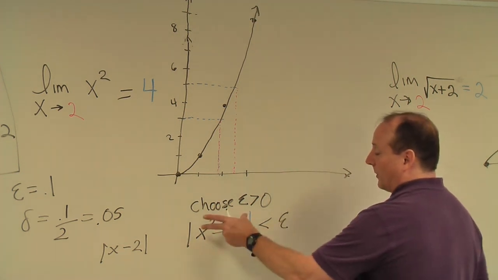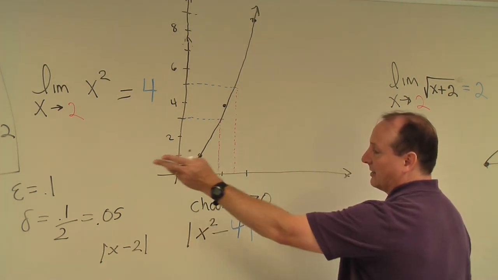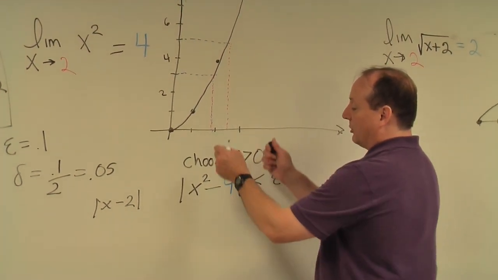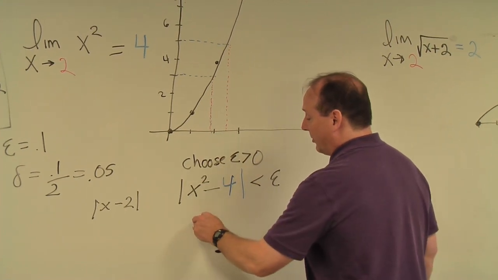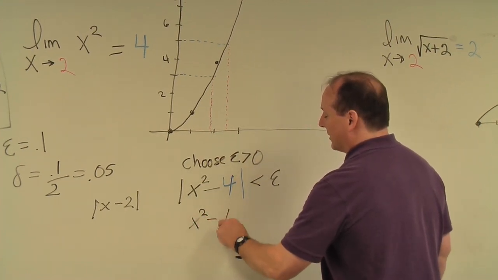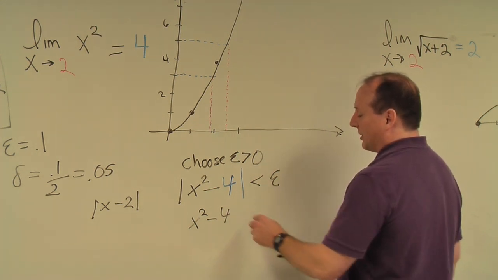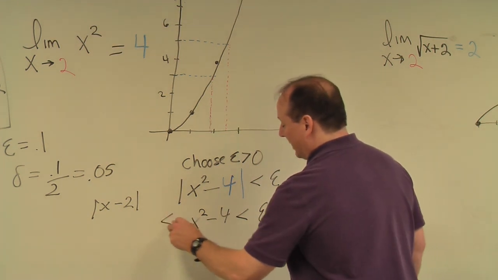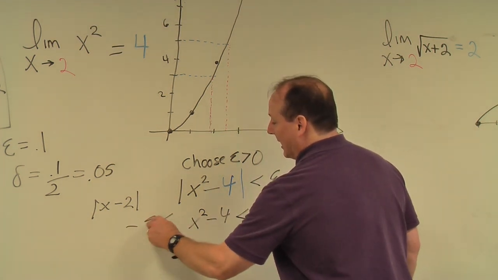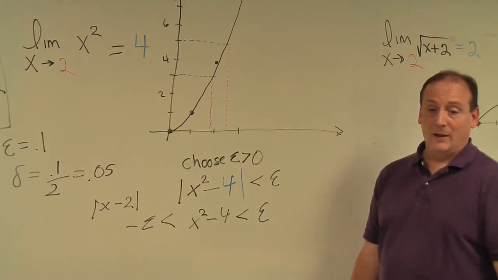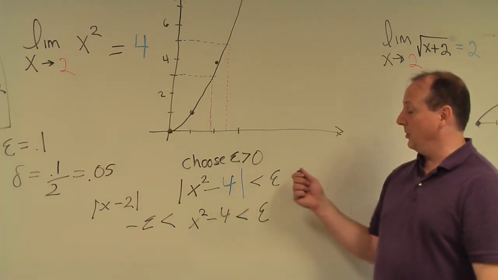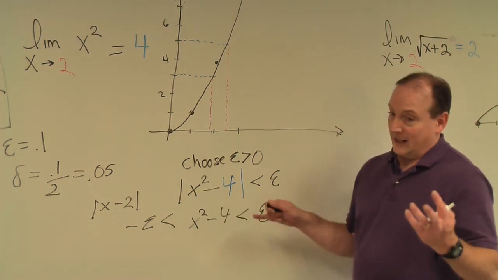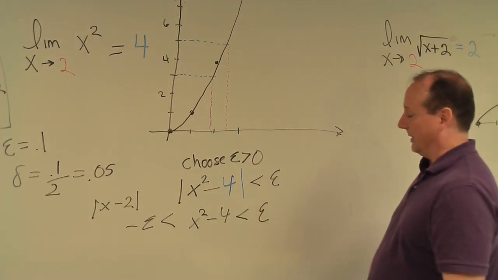So the first thing we're going to do is, it's not like the linear one where we can just factor a number out and we're happy. So what we're going to have to do is pull off these absolute value signs. So |x squared minus 4| less than epsilon means that x squared minus 4 is between negative epsilon and positive epsilon. So whenever you have an absolute value less than a number, that means it's between plus or minus that. That's just an inequality fact.